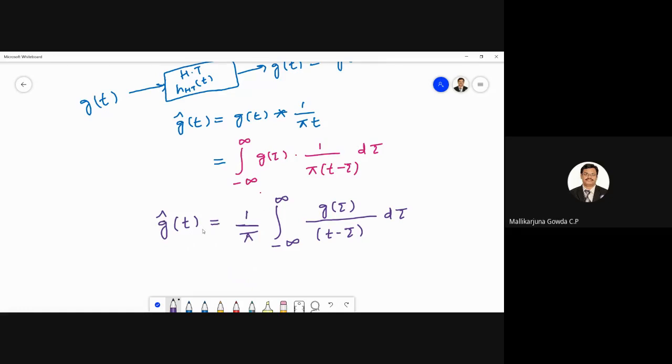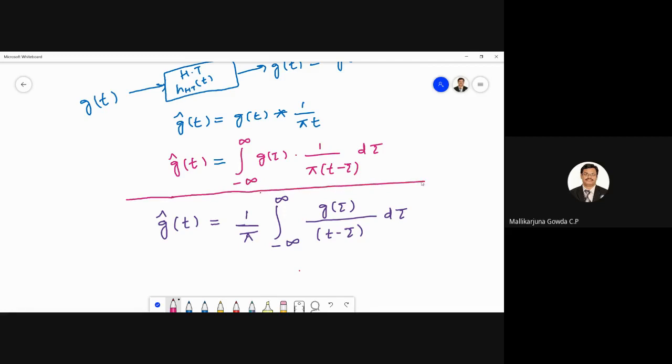When you open your textbook, you will get the first equation as this. So to understand, I have done all this background of mathematics. I don't know how many of you have opened your textbook. Just go through the textbook, you will find the Hilbert transform of a signal g of t can be written as g hat of t is equal to 1 by pi integral from minus infinity to infinity g of tau divided by t minus tau into d tau.